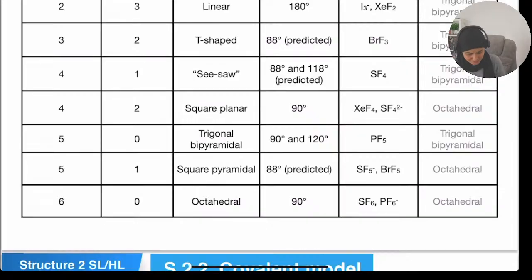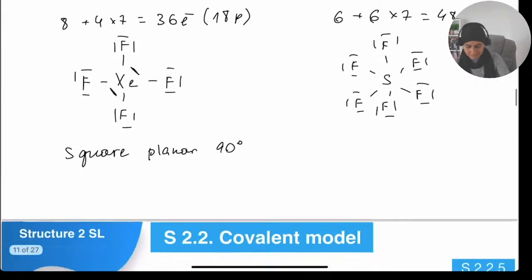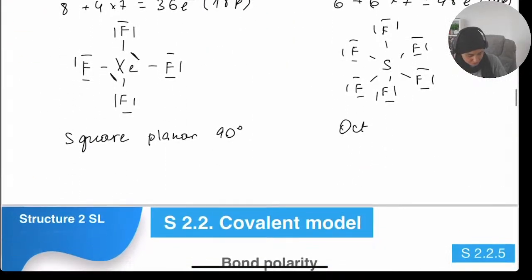The angle is 90, and I think sometimes they put 180 degrees. I don't remember how it is in the new spec, that one I'd have to double check. In any case, you know what octahedral shape is, so it's octahedral with 90, and I would say 180 degrees just in case.